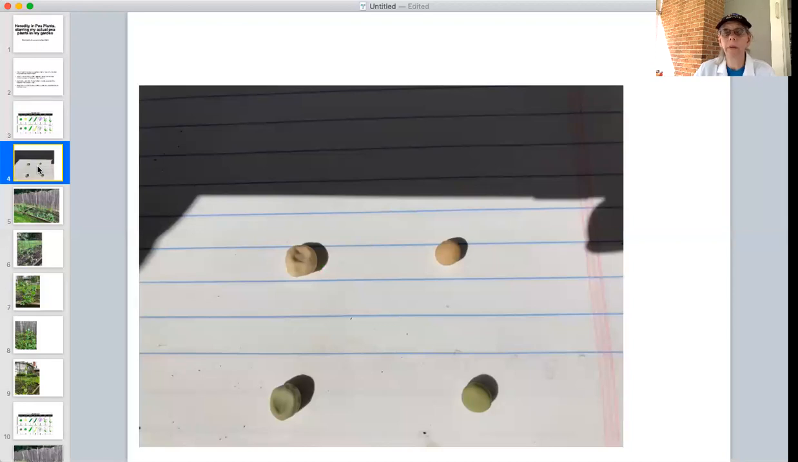All right, so here are the 4 types of seeds we planted in the garden. As you can see, 2 of them are green, 2 of them are yellow, 2 are round, 2 are wrinkly. The color does not determine the shape. They're independent of each other, independent assortment.